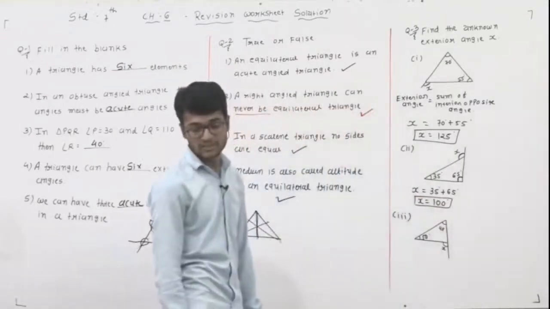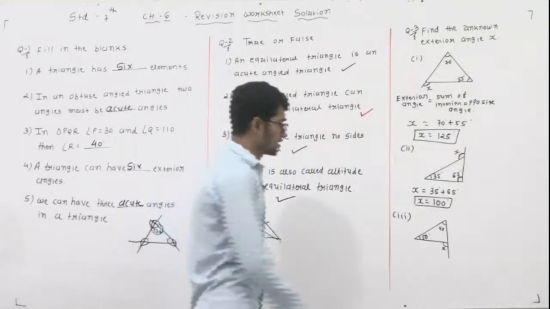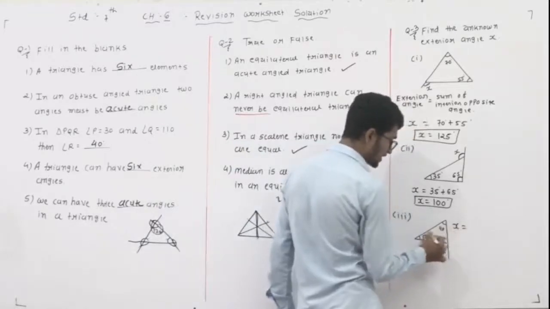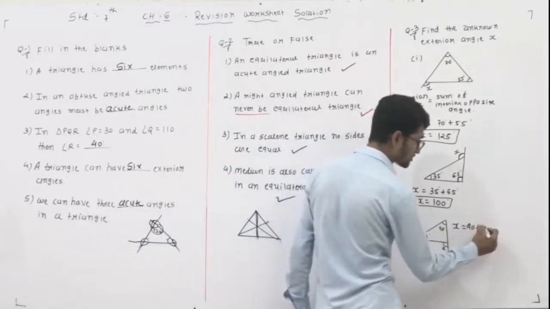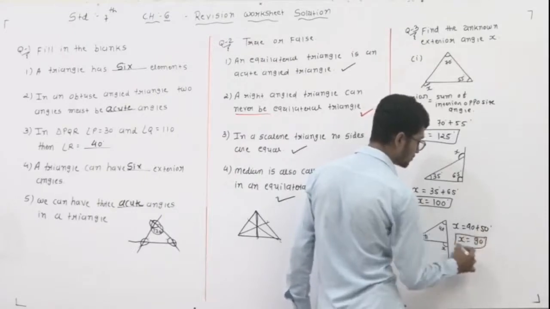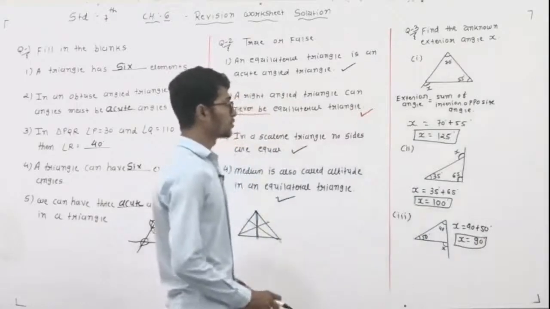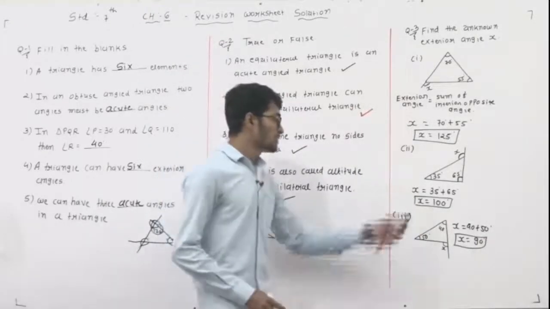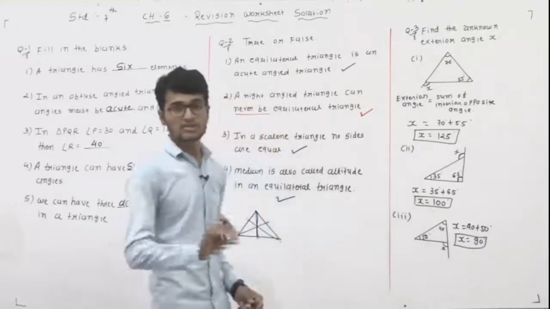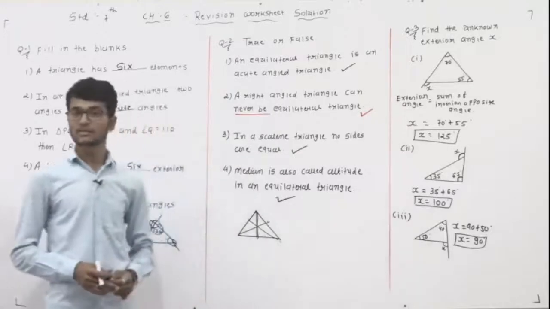In our next question, okay. Then the last one, same, x is here. So exterior angle is equal to x. Sum of interior angles means 40 plus 50. So 40 plus 50 is 90. So x is equal to 90. So in the first question, x is equal to 125. In the second one, x is equal to 100. In the third one, x is equal to 90. So understand the filling the blanks, true or false, and how to find the unknown exterior angle.